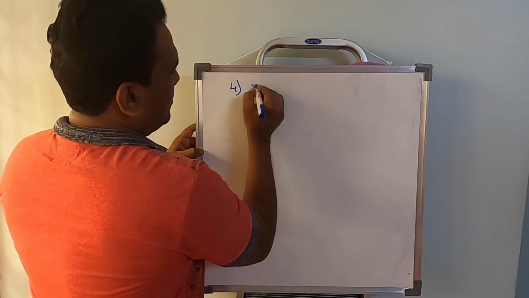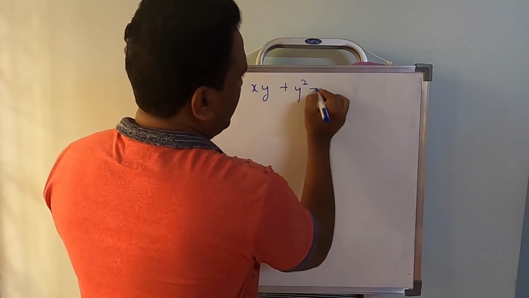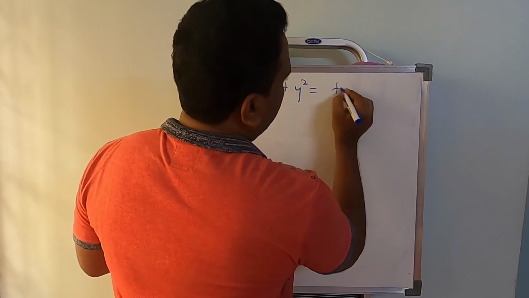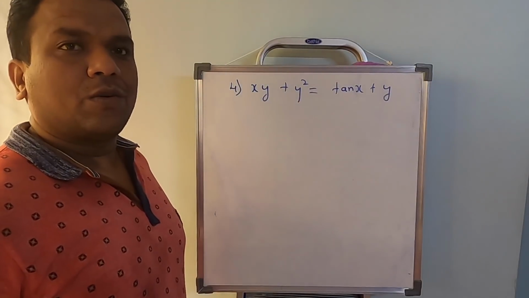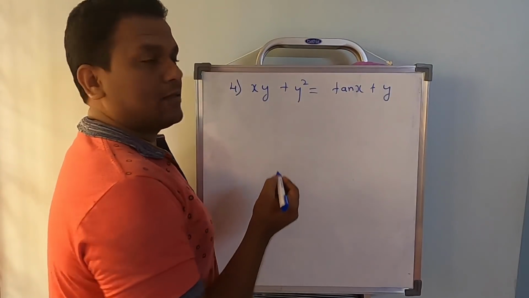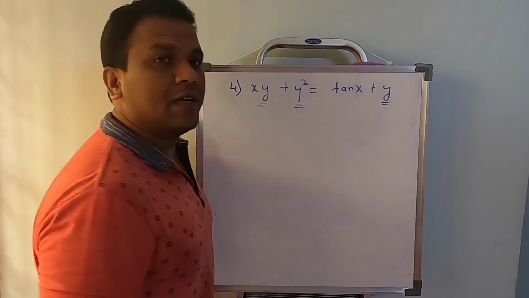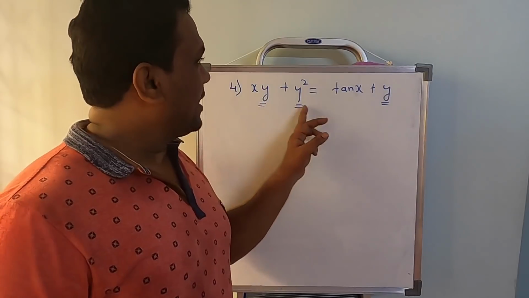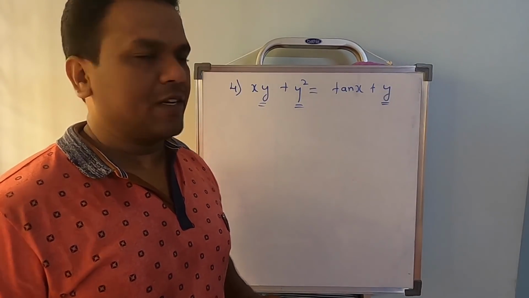Problem number 4 is given by xy plus y square is equal to tan(x plus y). So how many terms contain this y actually? There is one y here, one more here and one more here. So the meaning is you will be getting 3 places where dy by dx will be present after differentiation.